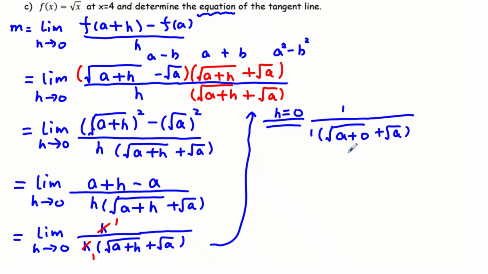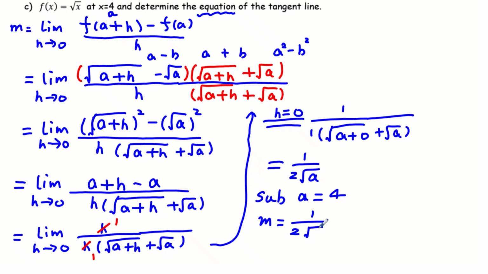So square root a plus square root a will give you 1 over 2 square root a. This is our slope of tangent for f at x equals square root x at x equals a value. So this is our a value, so we are going to sub in. The a value is 4. Then the slope of the tangent at x equals 4 is 1 over 2 times square root 4. Square root 4 gives us 2, so 2 times 2. Then we have the slope is 1 over 4.